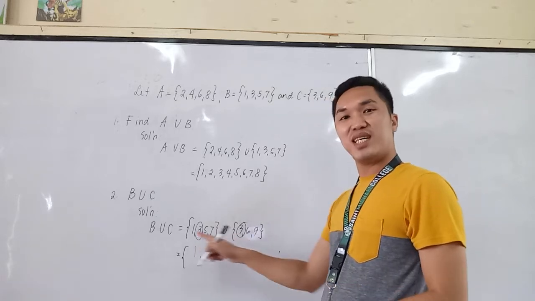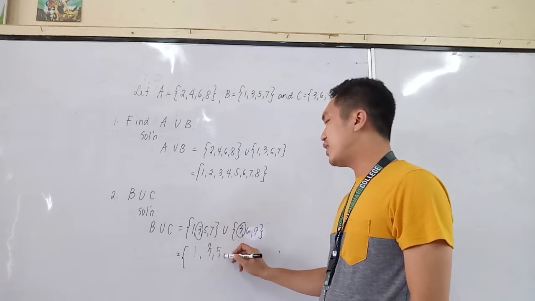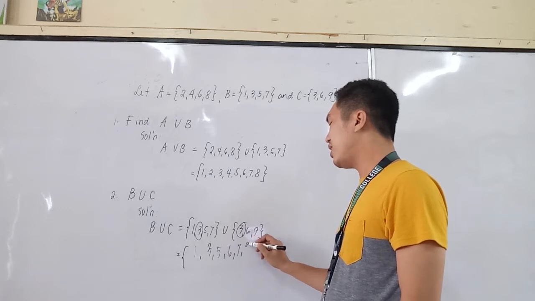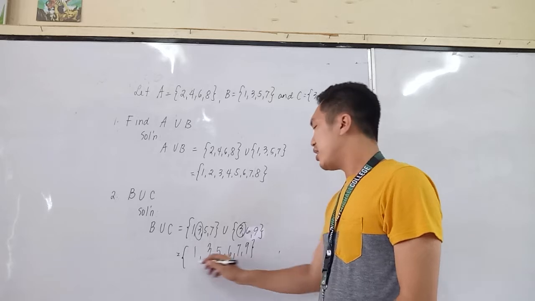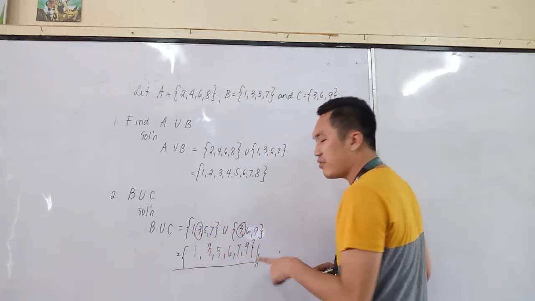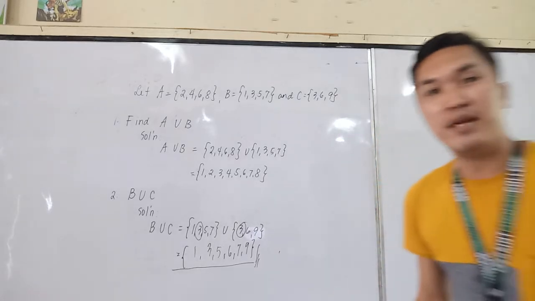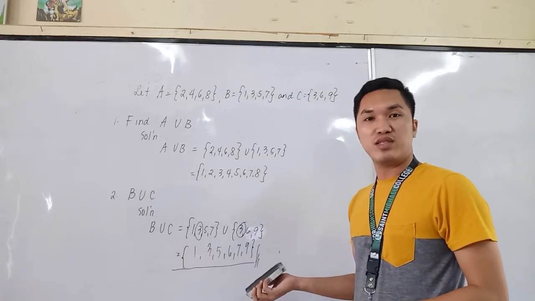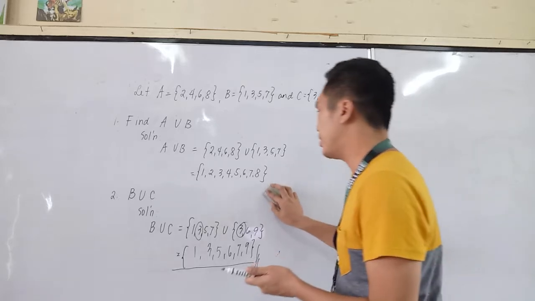We write the identical element only once, since it is identical. We also have 5, followed by 6, followed by 7, and the last element, which is 9. Therefore, our answer here is 1, 3, 5, 6, 7, and 9. This time, let us proceed. Do you have questions? If none, let us proceed with the other examples.